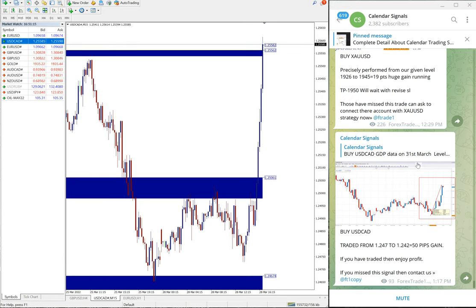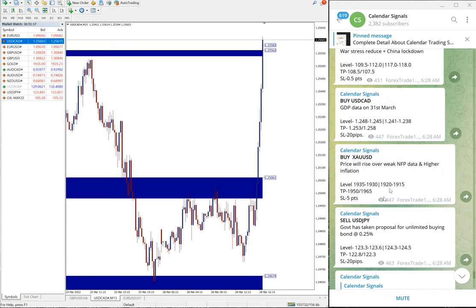So out of four signals, three already performed, and this signal, sell USDJPY, is yet to perform. Once it is performed, then we will update it on our channel about the status.